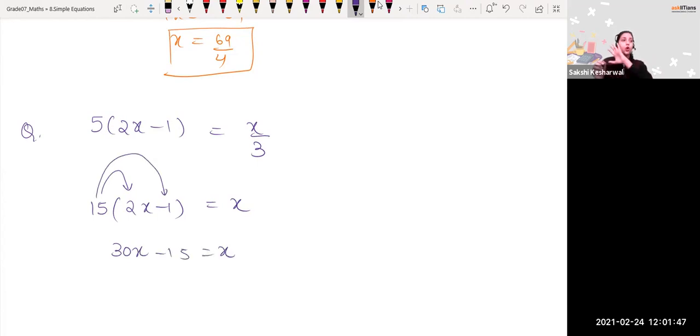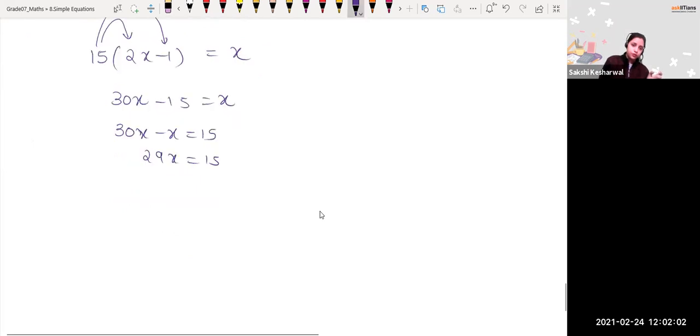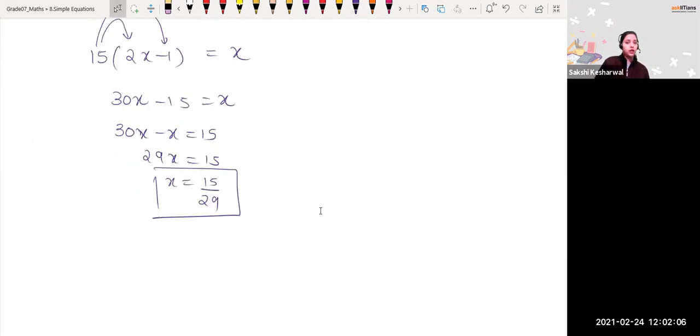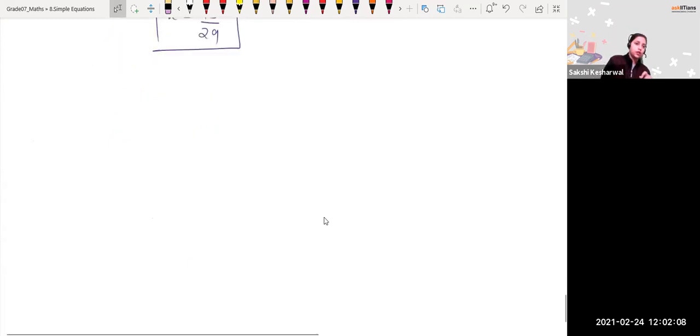Now put all the variables on one side and the constants on the other side. So 30x minus x is equal to 15. So 29x is equal to 15. So x is equal to how much? x is equal to 15 by 29. This is your answer. Right, now I'll give you one more question. Okay, now just see this.